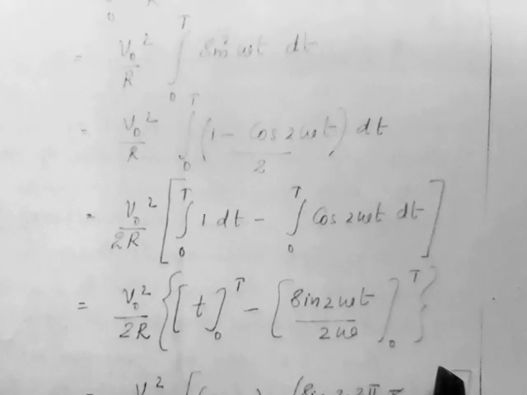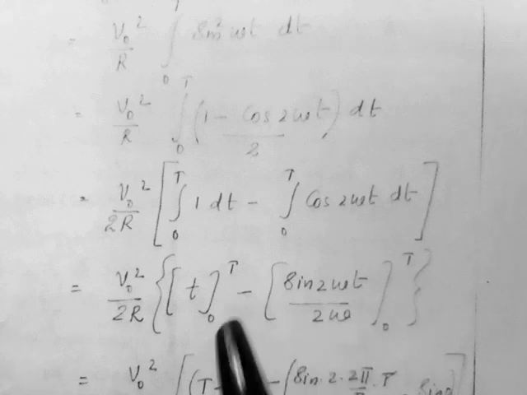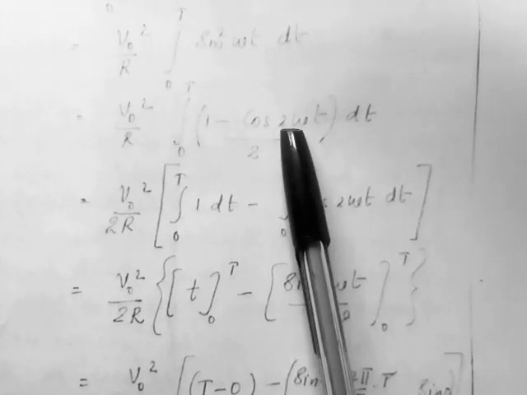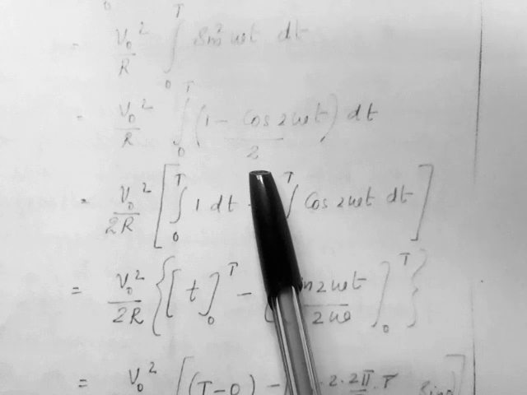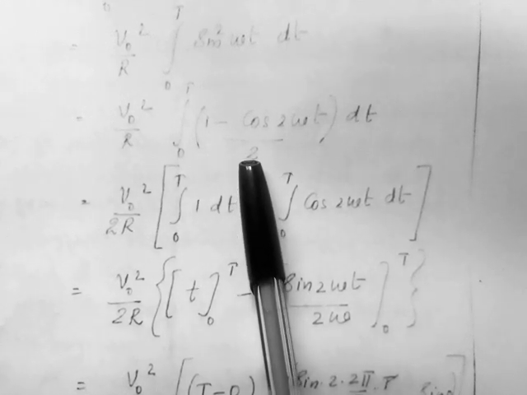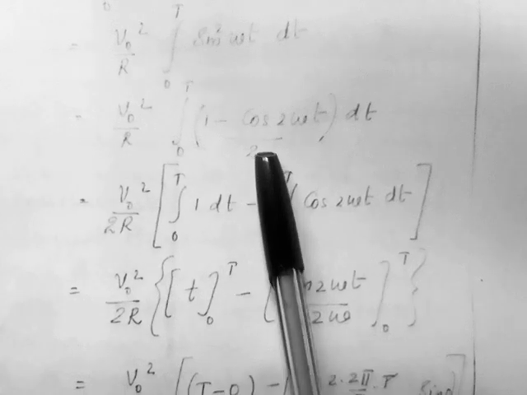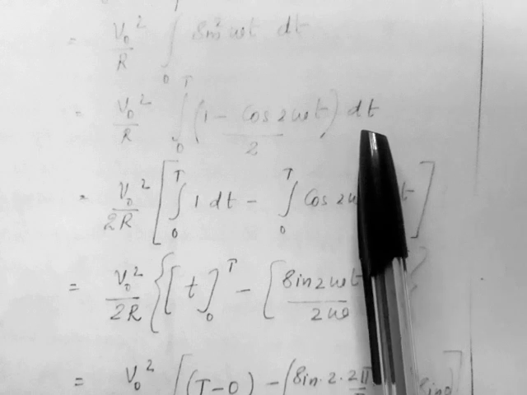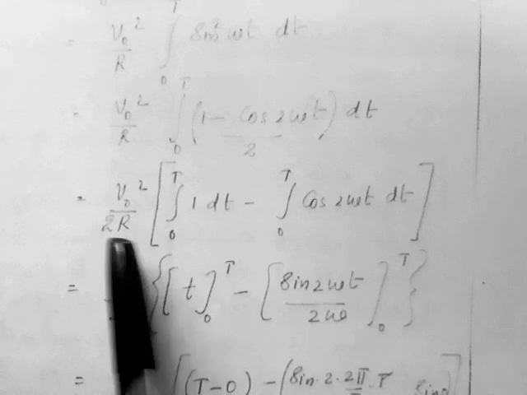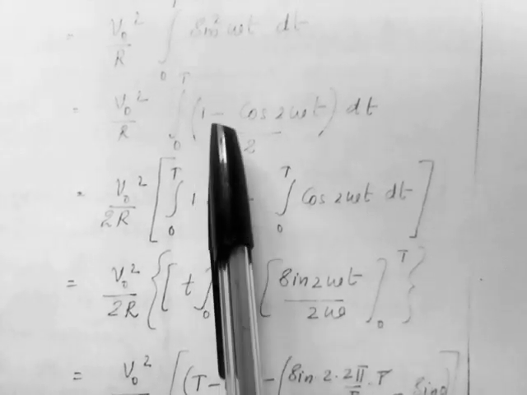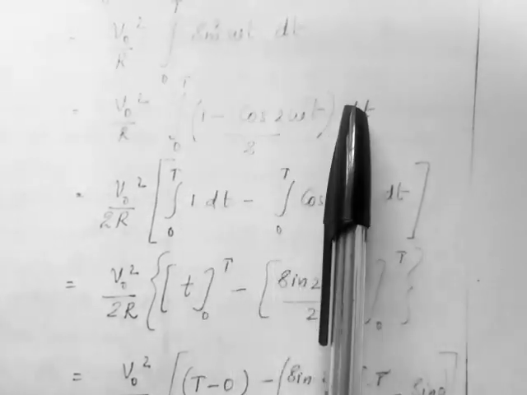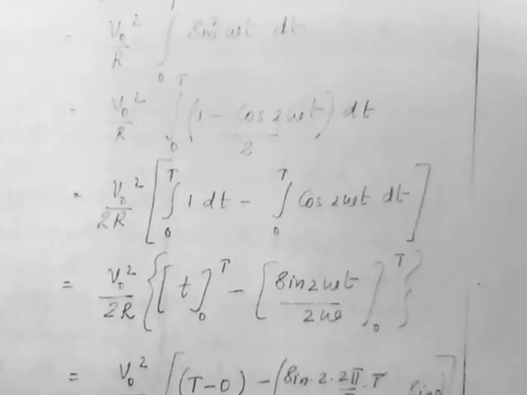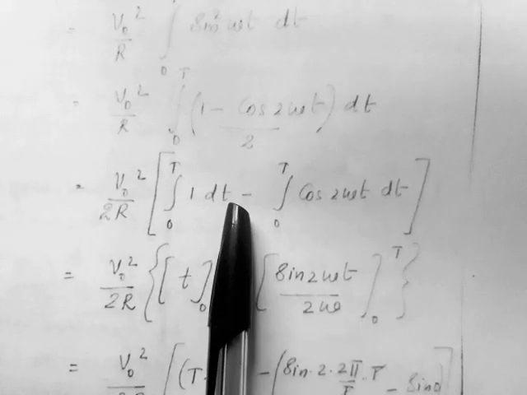Now this sin square omega t, for integration purpose, we convert into 1 minus cos 2 omega t by 2. This relation: sin square theta is 1 minus cos 2 theta by 2. So sin square omega t is 1 minus cos 2 omega t by 2 into dt. This 2 also we can take outside. Integrate with respect to time these two terms. dt into 1 is dt, and cos 2 omega t dt. So if you integrate dt, we get t.